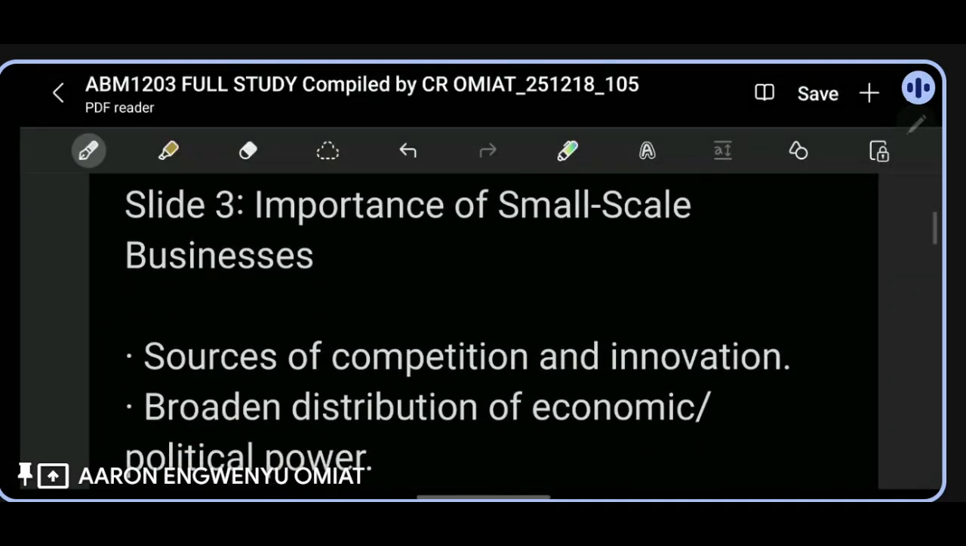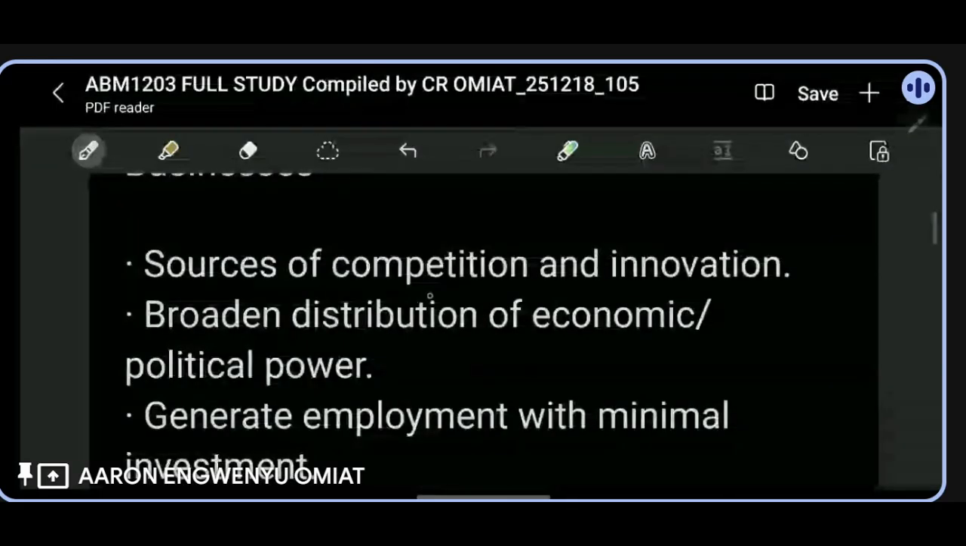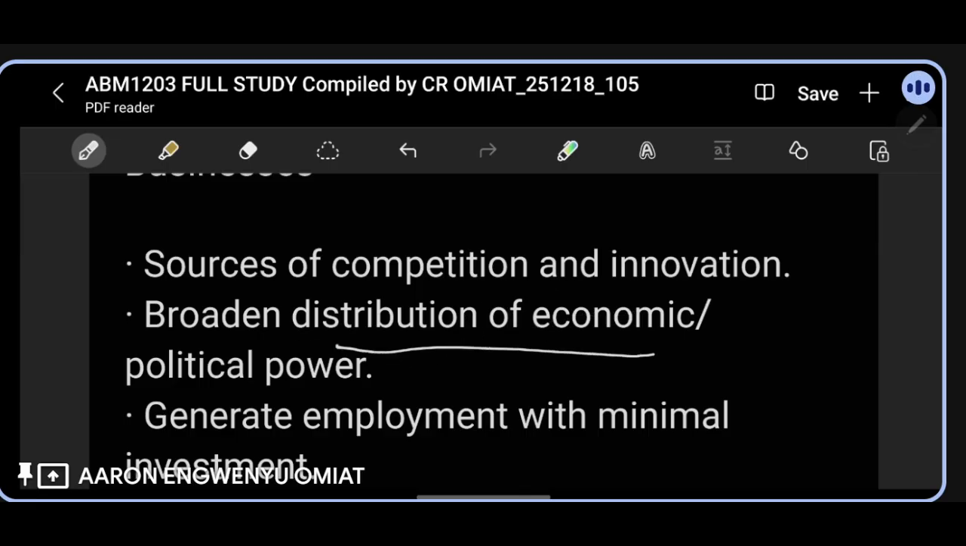Why are these businesses important? Number one, competition and innovation. These businesses bring about competition and innovation. They broaden the distribution of economic or political power. I remember the example the lecturer gave us. He started in Central, he has managed to make his money from Central, and he can go back and invest it in his home district. So that is distribution, decentralization.